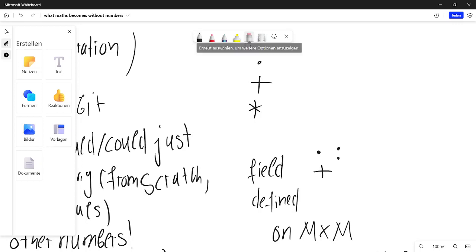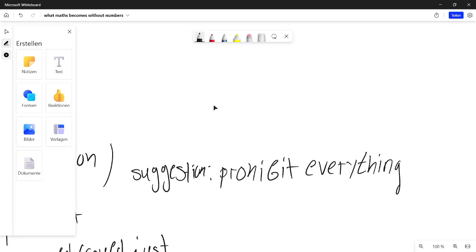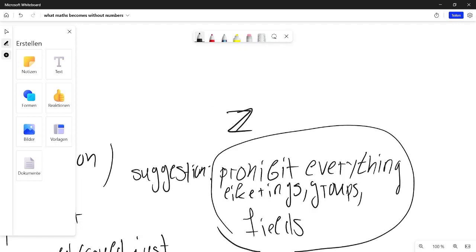Okay. So we would prohibit fields, meaning that we also prohibit everything stronger than fields. So that is a suggestion: prohibit everything. But yeah, we would have a problem because we would also have to prohibit groups. Yeah, prohibit everything like rings, groups, fields. Okay, that would be problematic because that would kind of mean prohibiting algebra.